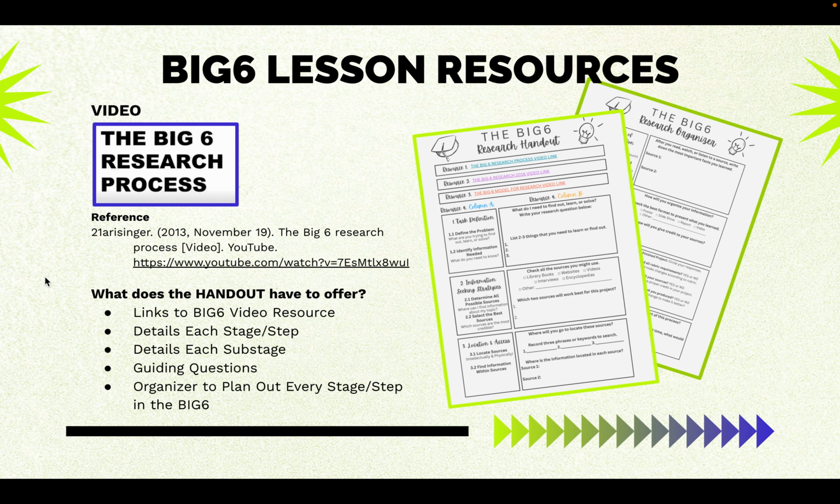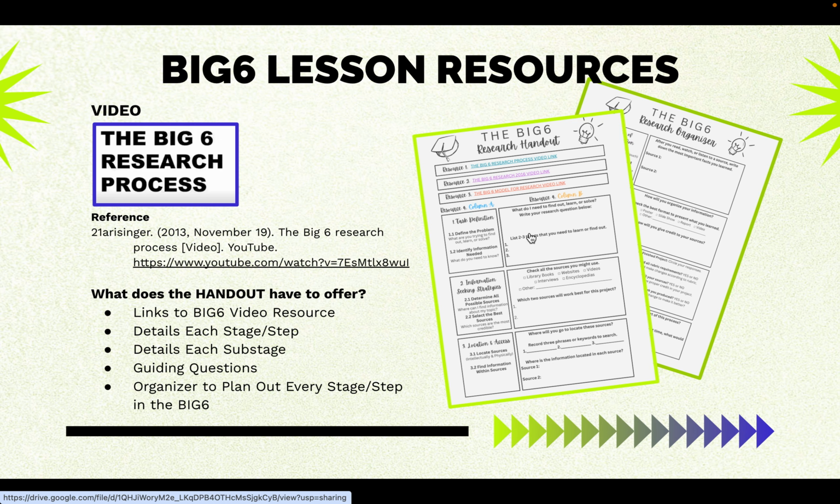So in addition to that, I wanted to provide you with some resources today, including a handout. What does this handout have to offer? Well, it gives us links to Big 6 videos. It details each step and stage of the process. It also details every substage. It also includes some guiding questions, and it embeds an organizer to help you plan every stage and step in the Big 6. So let's take a look at that.